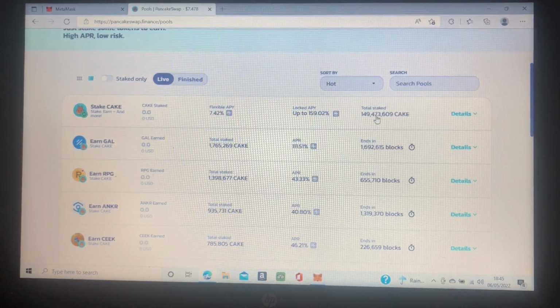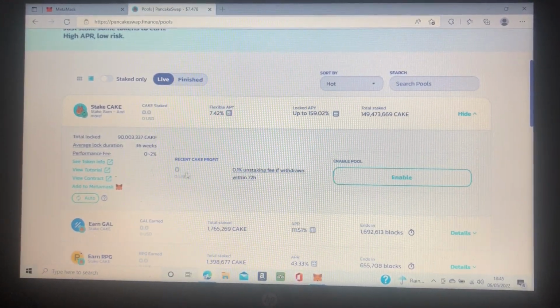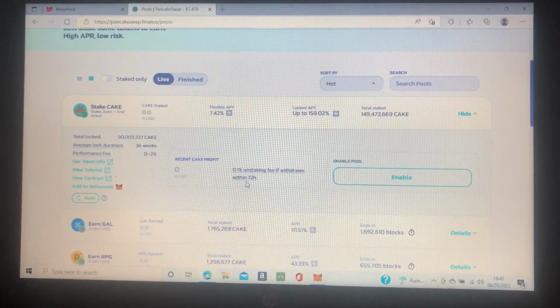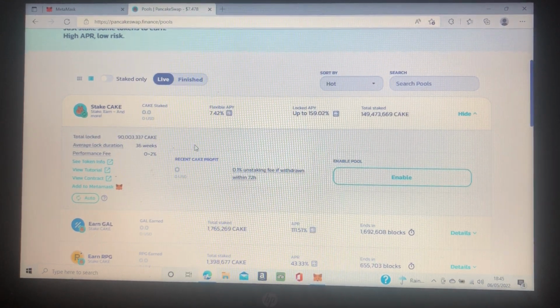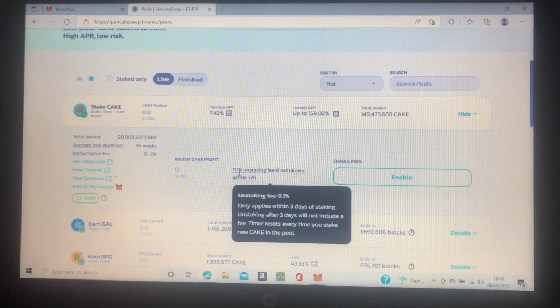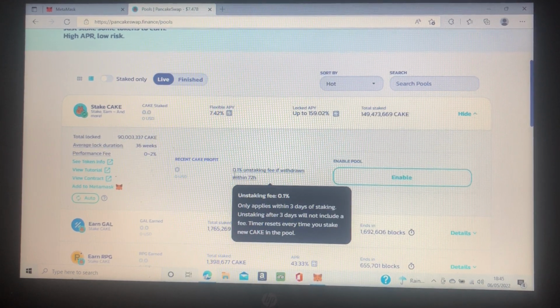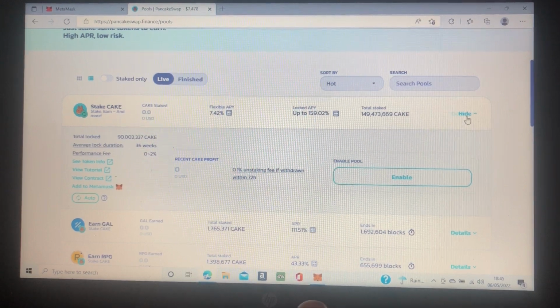Now this is total cakes staked. Okay, you could pull back to see more details. Most of them say 0.1% staking fee if withdrawn within 72 hours. 72 hours is like 3 days, yeah? So when you stake it, even if you want to have an emergency withdrawal, if you withdraw within 3 days, they will take 0.1% staking fee of whatever you have staked, whatever you have earned. Alright? So I'll just hide that.